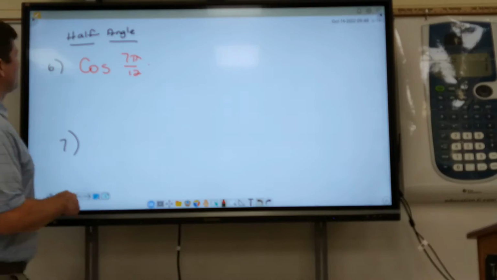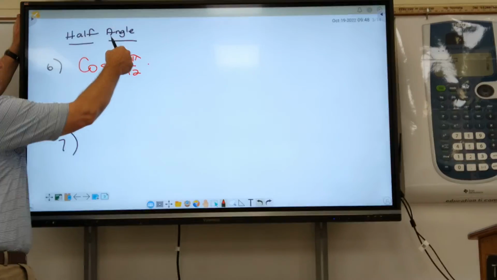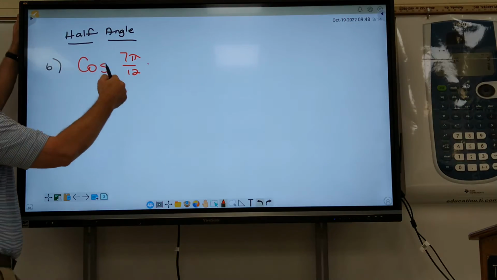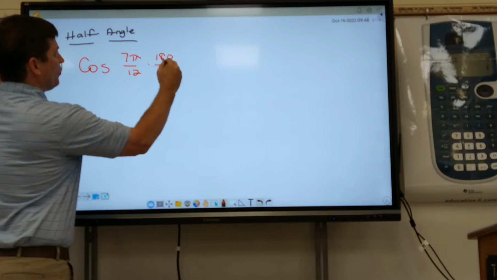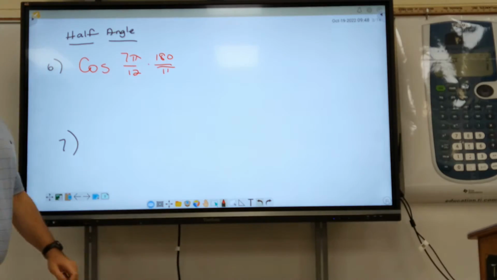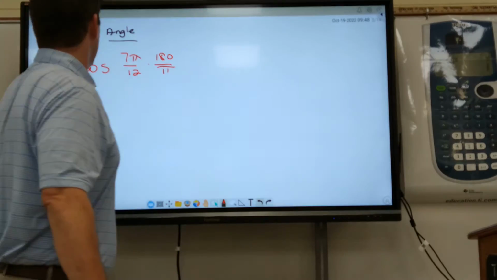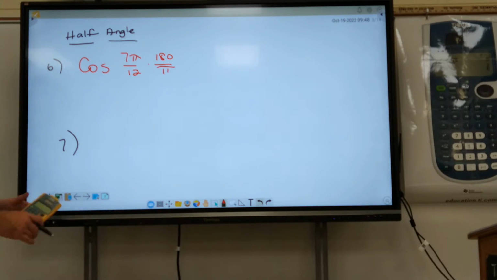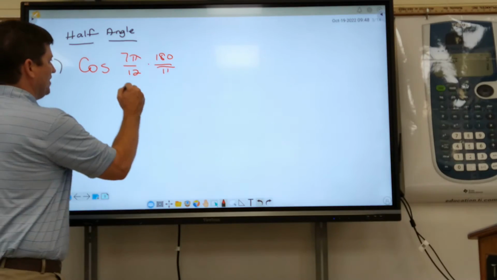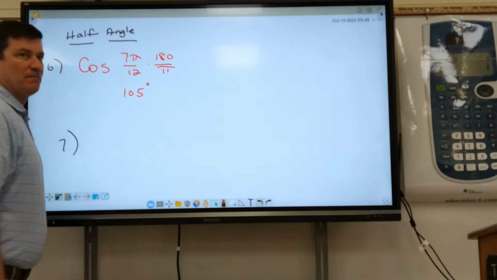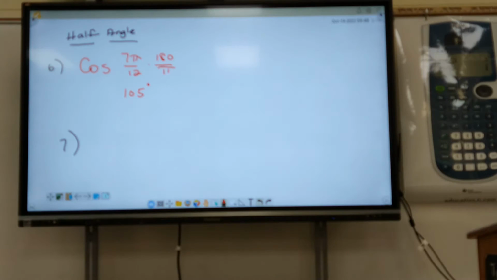All right, so what y'all have to do first on number 6, we've got to change 7 pi over 12 and make it a degree. So we're going to multiply by 180 over pi. When you guys do that, what does it give you on the calculator? This is number 6. It gave me like 105. Did everybody get 105? No, the end number's 210. Okay, but 105 is what I needed.